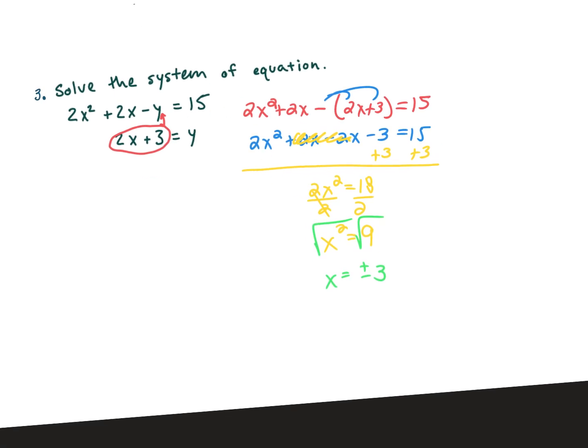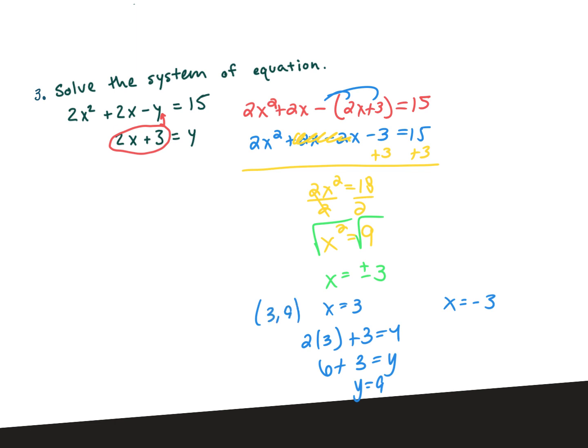You can plug it into either equation. Which one would be easier? The second one. So I'm going to plug in where x equals positive 3. I'm going to plug in where x equals negative 3. So 2 times 3 plus 3 equals, I should probably write down the number I say, right? So 6 plus 3 equals, so y equals 9. Okay, so this ordered pair is 3, comma 9.